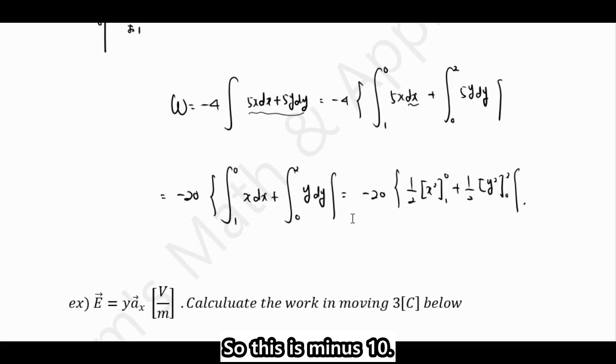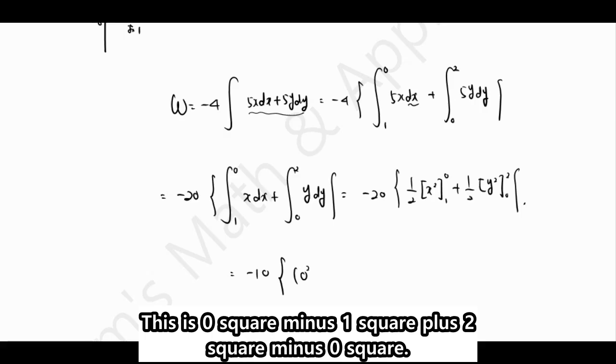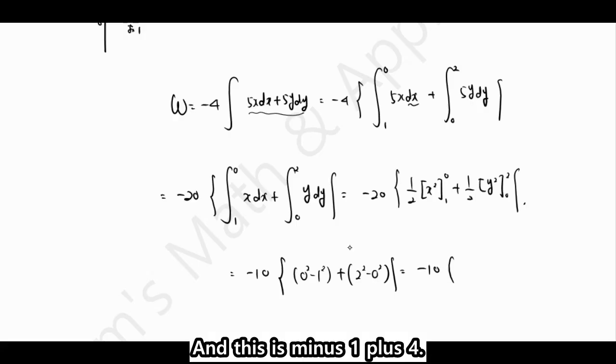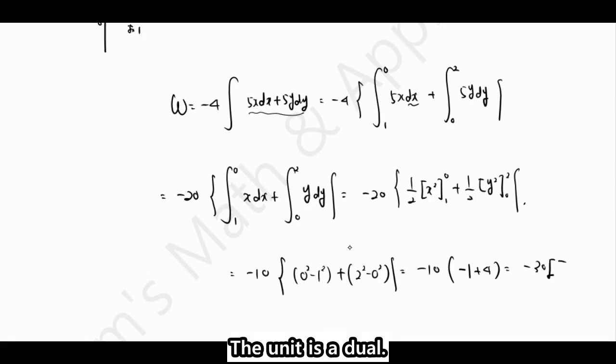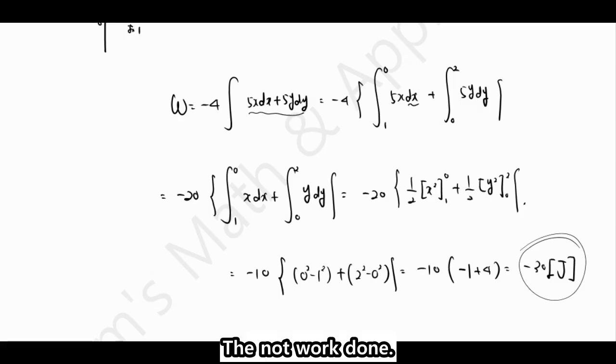So this is minus 10. It becomes minus 10 times 0 squared minus 1 squared plus 2 squared minus 0 squared. This is minus 10, and this is minus 1 plus 4. It's minus 30. The unit is joule. This is the work done.